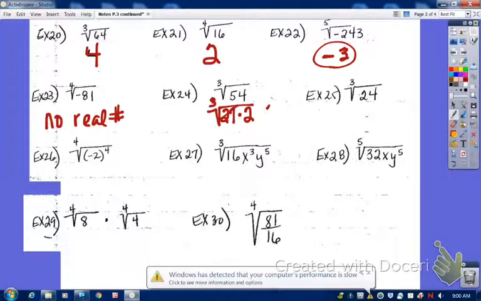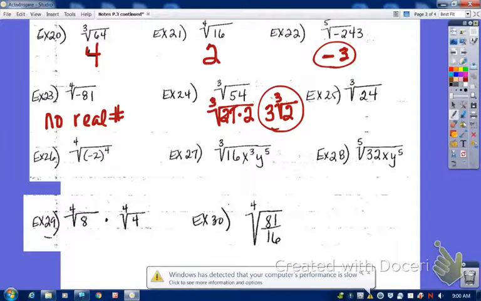3 comes out, and then you're left with the cube root of 2. You do have to put your little 3 back on the radical. If you don't put your little 3 back on the radical, it turns into a square root. It's not a square root, it is a cube root.